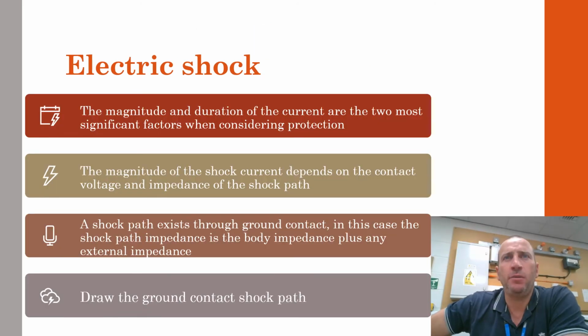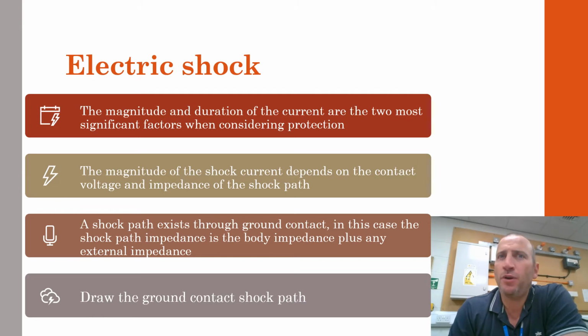The magnitude and duration of the current are the two most significant factors when considering protection. This is why we check both the tripping current and time it takes for RCDs to trip. The magnitude of the shock current depends on the contact voltage and impedance of the shock path. Remember that a current as small as 0.05 amps can be a risk to life, but this current cannot flow if there's not sufficient voltage to push it through.